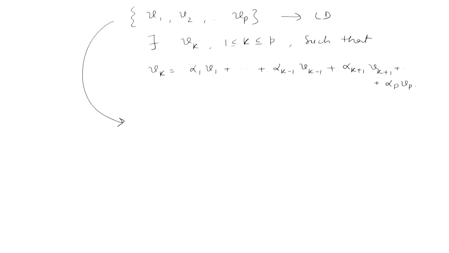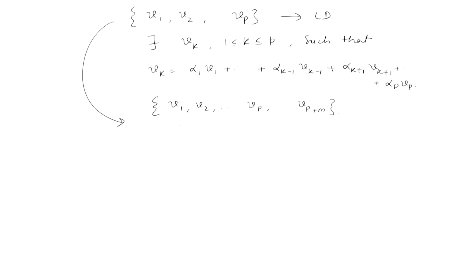Now, take a superset of this set. Say the superset is V1, V2 up to Vp and so on up to say Vp plus m. Take a superset of this set containing more elements than this, containing this set and some more elements. Now, if Vk can be expressed as a linear combination of the remaining vectors, then this Vk can also be written as alpha 1 V1 and so on up to alpha k minus 1 Vk minus 1 plus alpha k plus 1 Vk plus 1 plus alpha p Vp plus 0 times the remaining vectors.